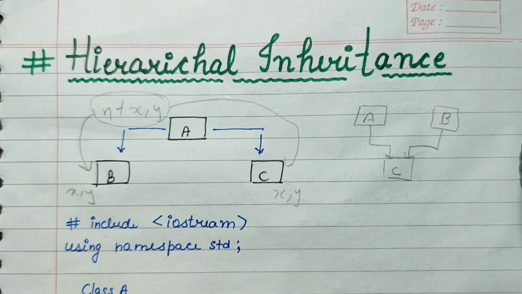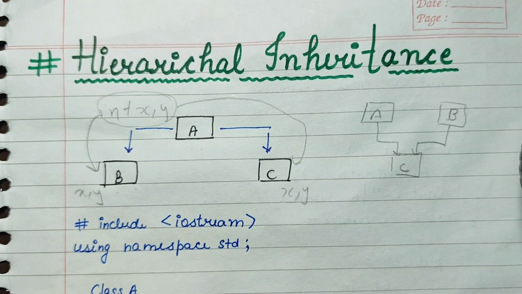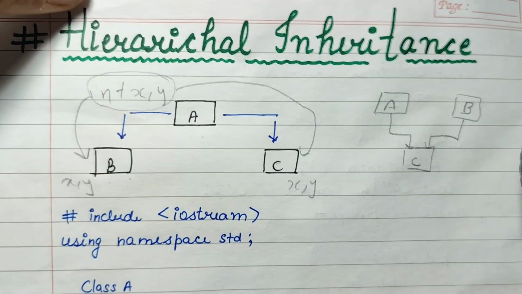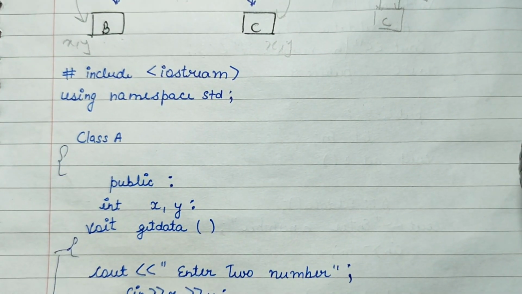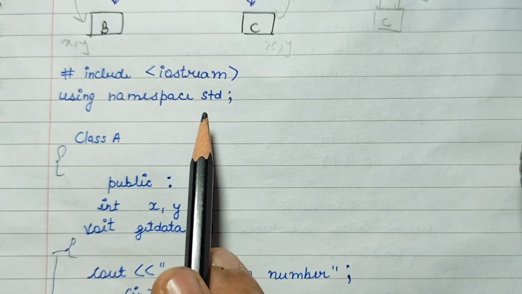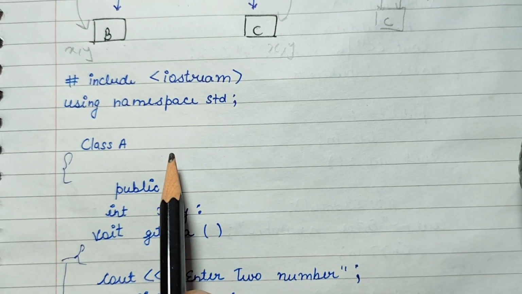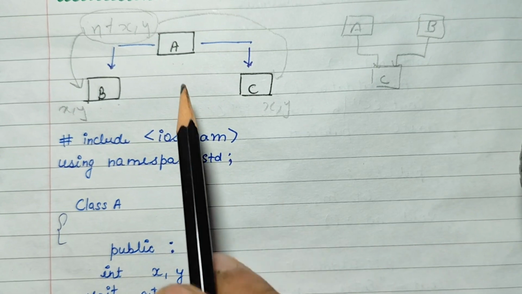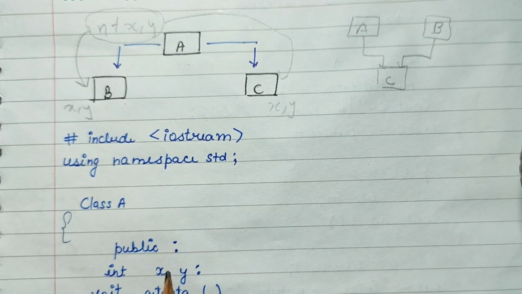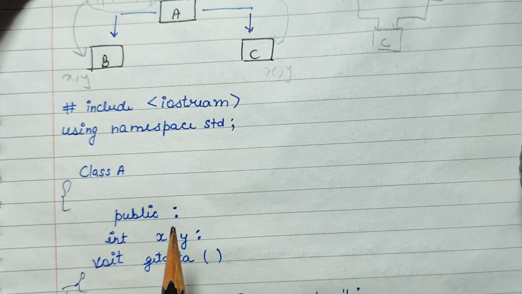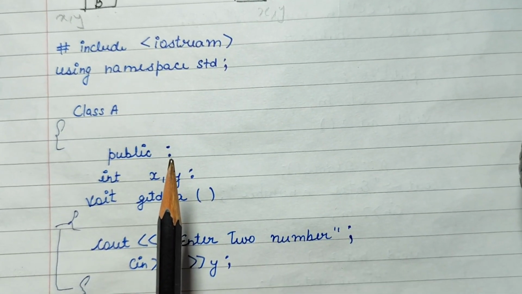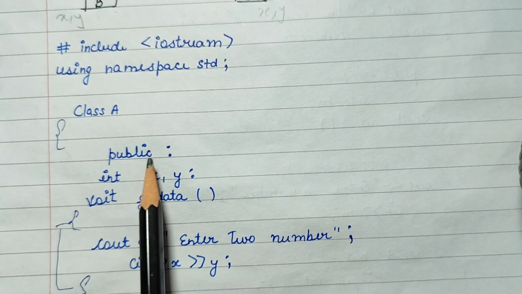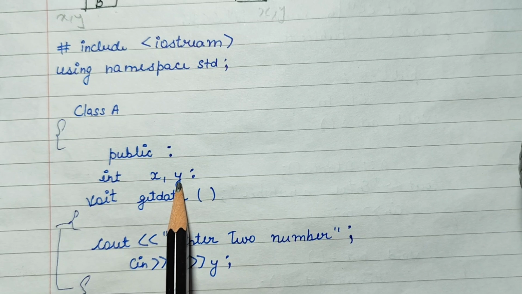Okay. Now we discuss the code for how to implement hierarchical inheritance. First we include the header file, then the standard packages. Then I create a class A, because class A is our base class. So first I am declaring the base class A. In the public section we have two data members x and y.